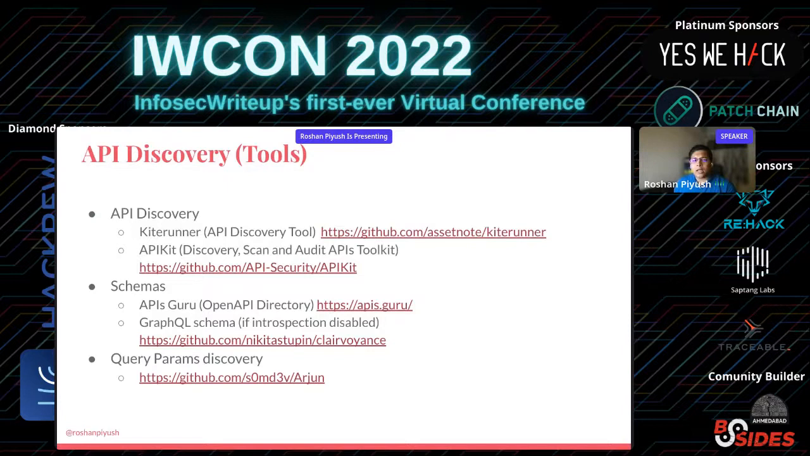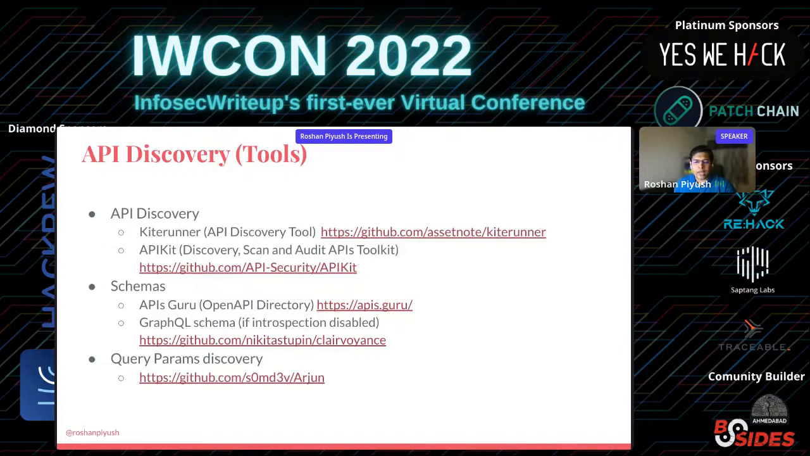But if you are looking for something that already exists, there is Kiterunner, which is an API discovery tool. Then API Kit, an all-in-one API kit which helps you discover, scan, and audit APIs. If you want to search directly for schemas, you can go to APIs.guru. It keeps a catalog. I think there are many other websites like this, so you'll be able to find API catalogs.